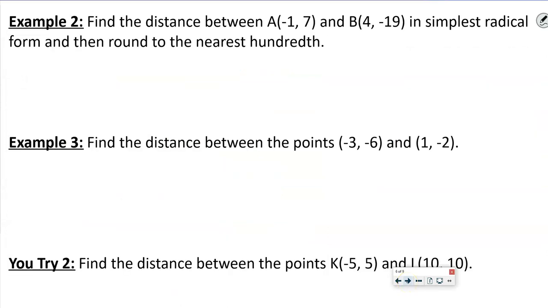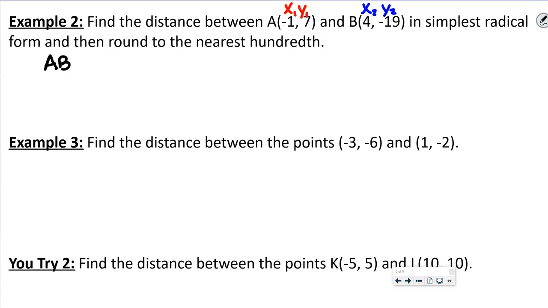Okay, so example 2 says find the distance between A and B in the simplest radical form and then round to the nearest hundredth. So this time we are going to solve this with the distance formula, okay? Let's do some different colors here. Let's call this one X1, Y1, and this one X2, Y2. And we're going to plug those into the formula. Again, remember, this formula is on your formula sheet.